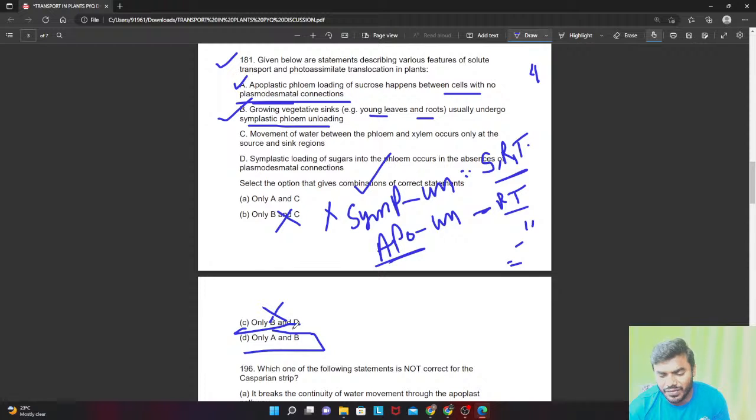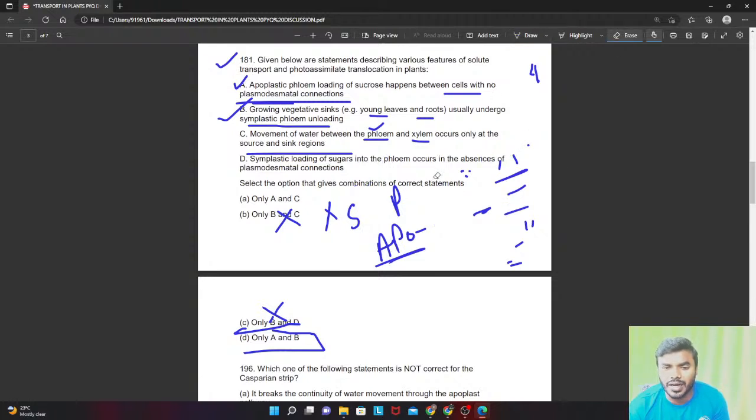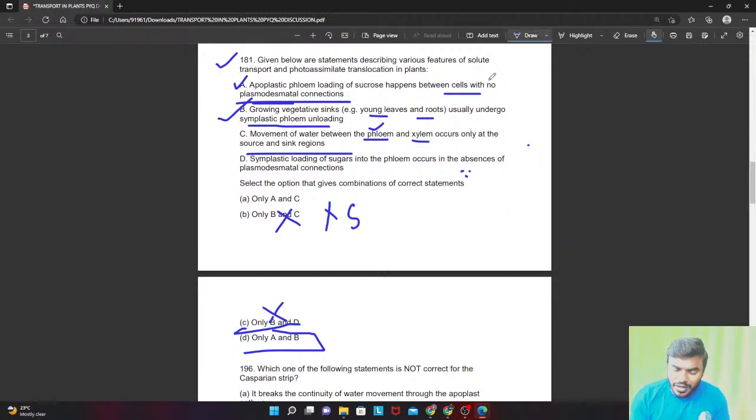Please ask me if anyone has any confusion. And look into option C. Movement of water between the phloem and xylem occurs only at the source and sink regions. No. You tell me, friends. They have answered that movement of water between the phloem and xylem occurs only at the source and sink. This only happens in the phloem. Correct? I hope you remember my words from the morning 11:30 a.m. class. During sugar transport, water enters at the source region and water comes back at the sink region. That happens only in the phloem. It never happens in the xylem.